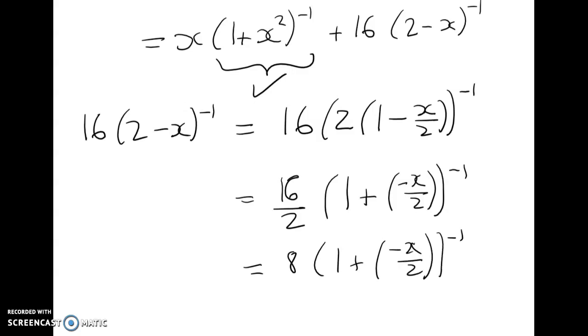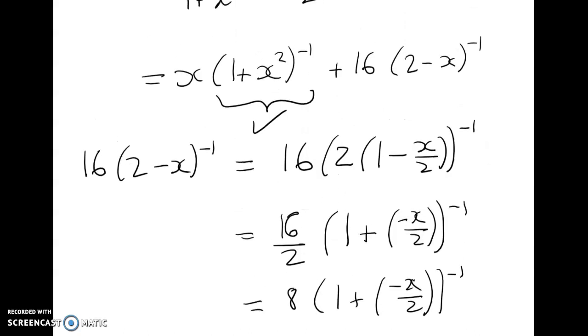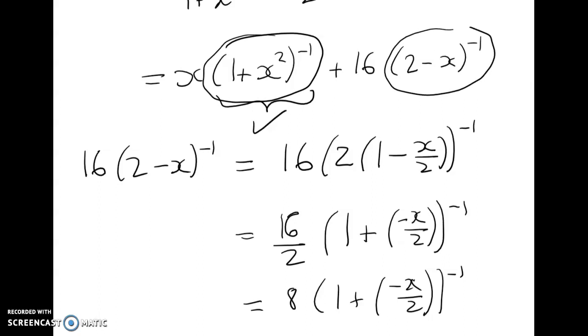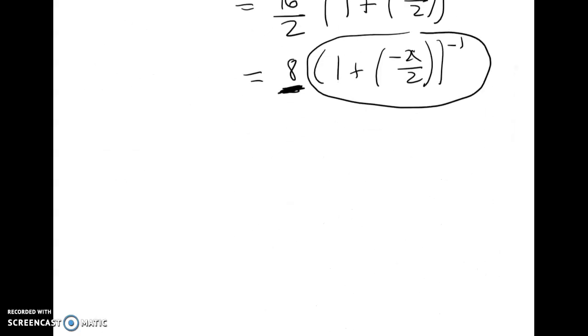Right, so now we're ready to start. What I'm going to do is the binomial expansion on this bit, and then the binomial expansion on this bit here. Then I'll multiply it by 8, and I'll multiply the first one by x, and then we'll put them together. Just be careful with your setting out.